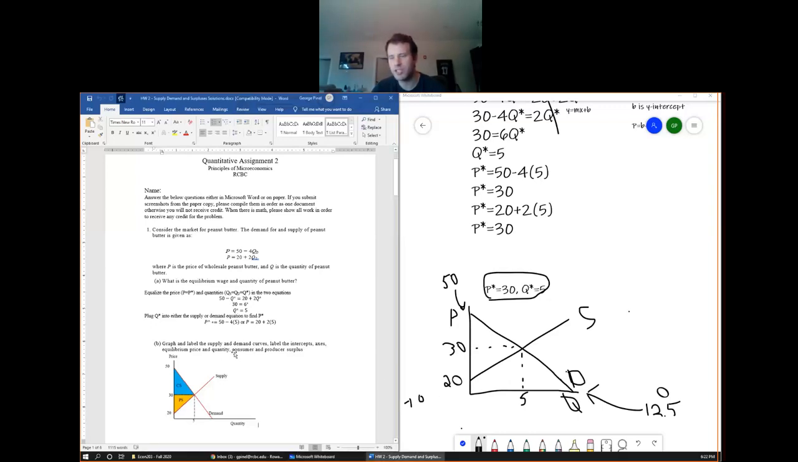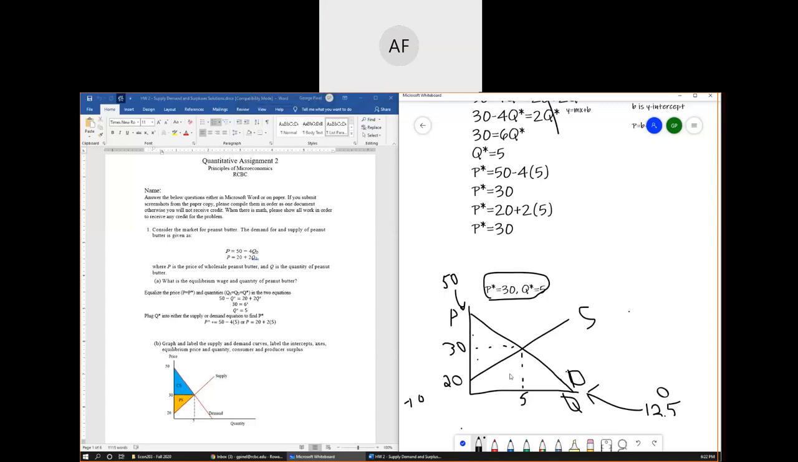And then lastly, we need to label consumer and producer surplus. Okay, Anijah, consumer surplus, is that this one or this one? Is it 1 or 2? Top one or bottom? I was going to say the bottom. No, it's actually the top one. So consumer surplus is the top one, producer surplus is the bottom one, and let me explain why that is.